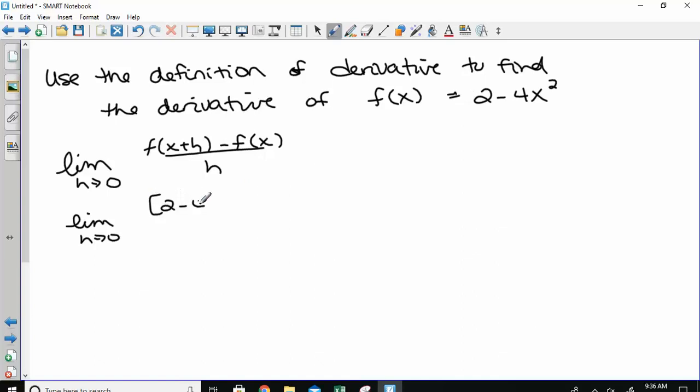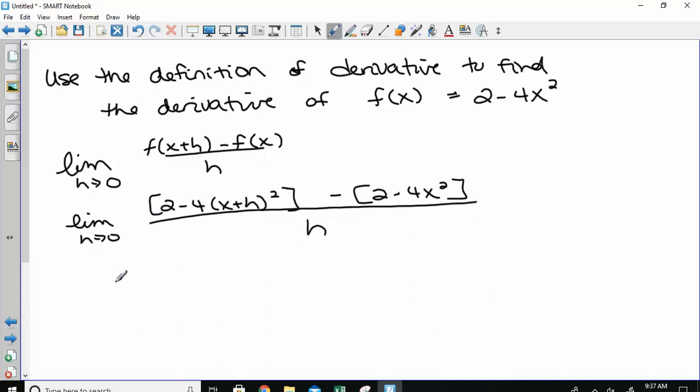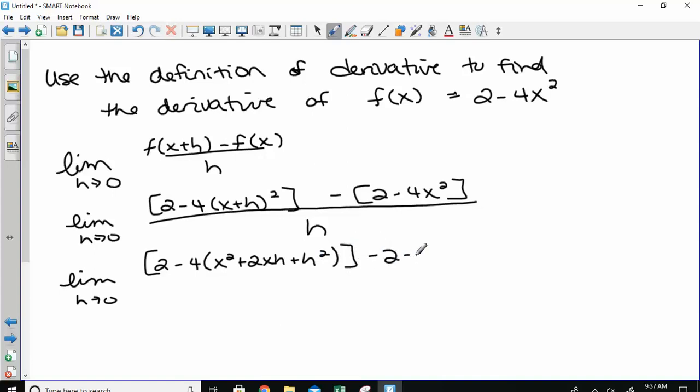F of x plus h, that means I go to my function and replace my x with an x plus h, minus f of x, over h. Alright, so for this, x plus h squared, that means you have to write it twice and FOIL it. Distribute my negative.